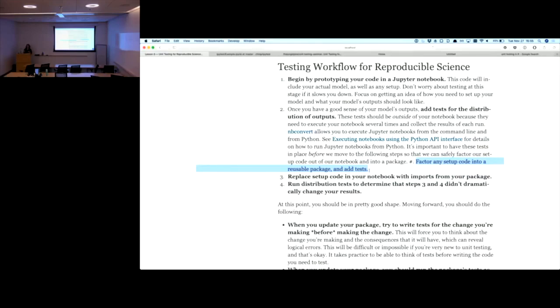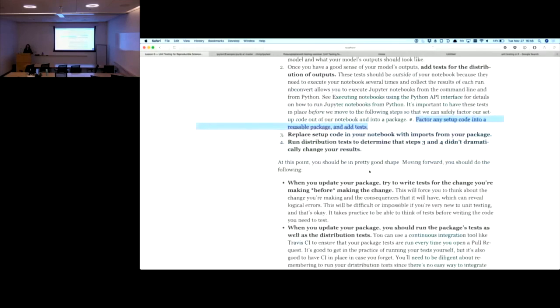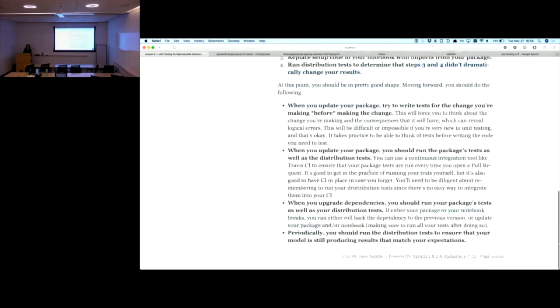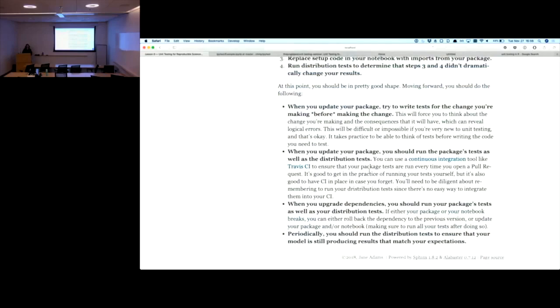So a regression is code that used to be working that's no longer working. We can say, okay, our model is producing results that conform to this distribution. I factored out all my setup into a package, and I'm just importing that package now. Do my results still conform to that distribution? And so at that point, you're in pretty good shape. I would definitely give you a gold star for getting to that point.